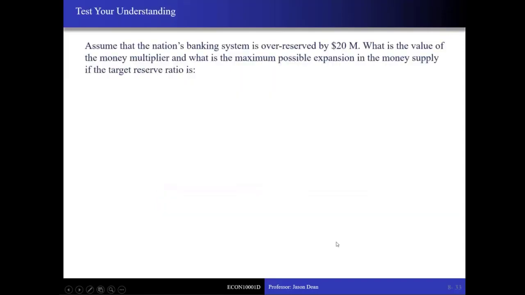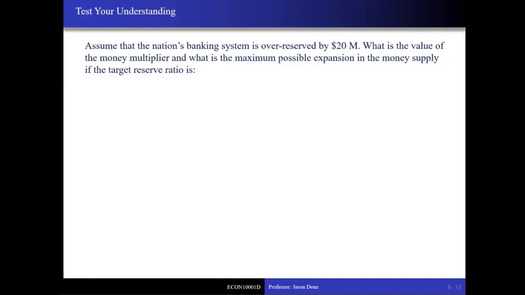Okay, so let's assume that a nation's banking system is over-reserved by $20 million. So that means that if you take the reserve ratio, and again, we're assuming that all the banks have the same reserve ratio, or we can maybe think of the average reserve ratio. So on the whole, if you were to multiply the reserve ratio by the demand deposits, that amount would be their target reserves. And if you compare that to all of their actual reserves, you would see that they're over-reserved by 20 million.